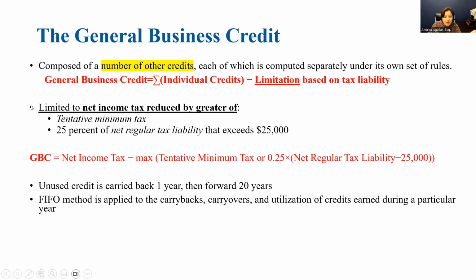This is the formula. It's a little bit complex directly from the Internal Revenue Code, but we're going to understand this little by little. So generally, the general business credit is equal to the net income tax minus the highest amount between the tentative minimum tax or 25% of the net regular tax liability minus $25,000.